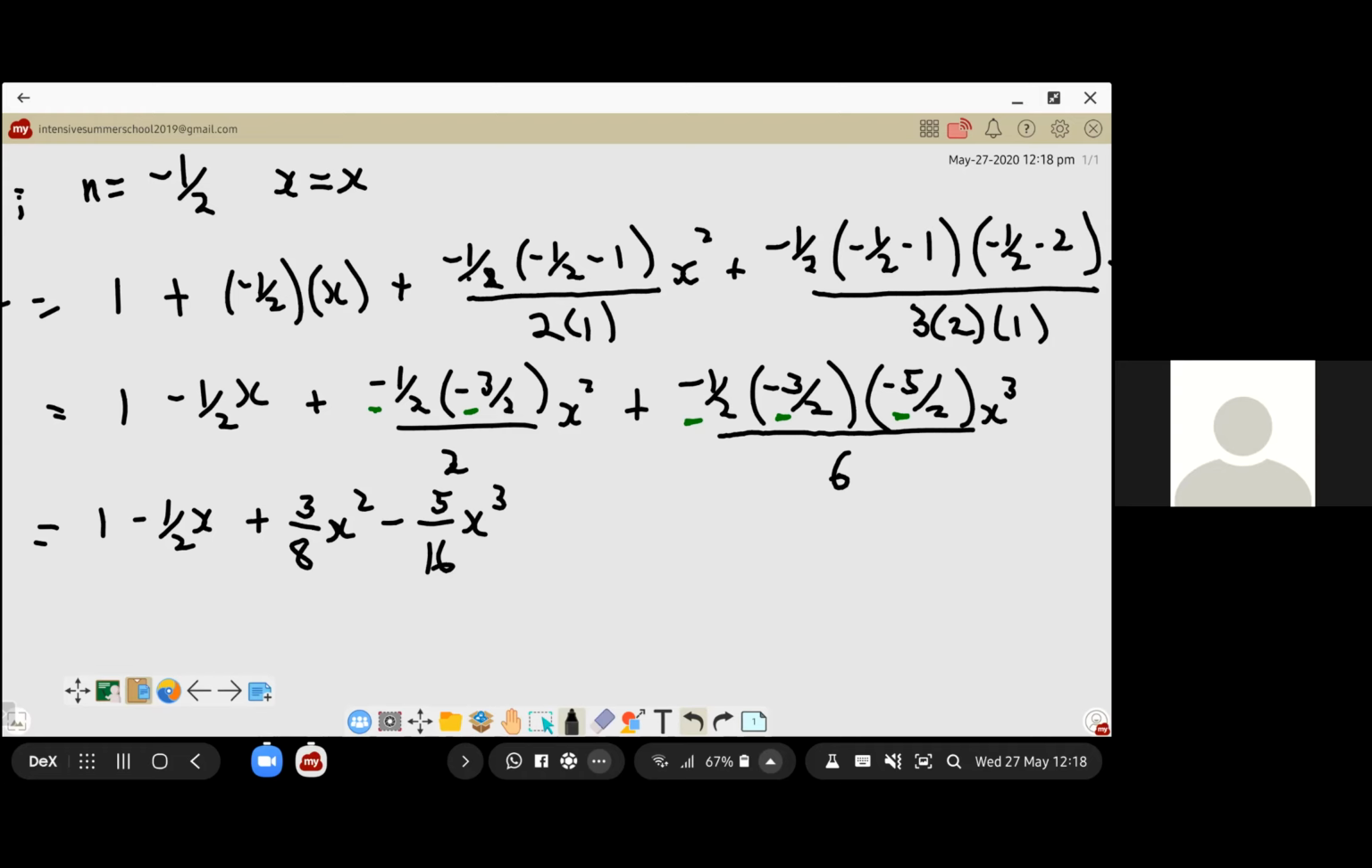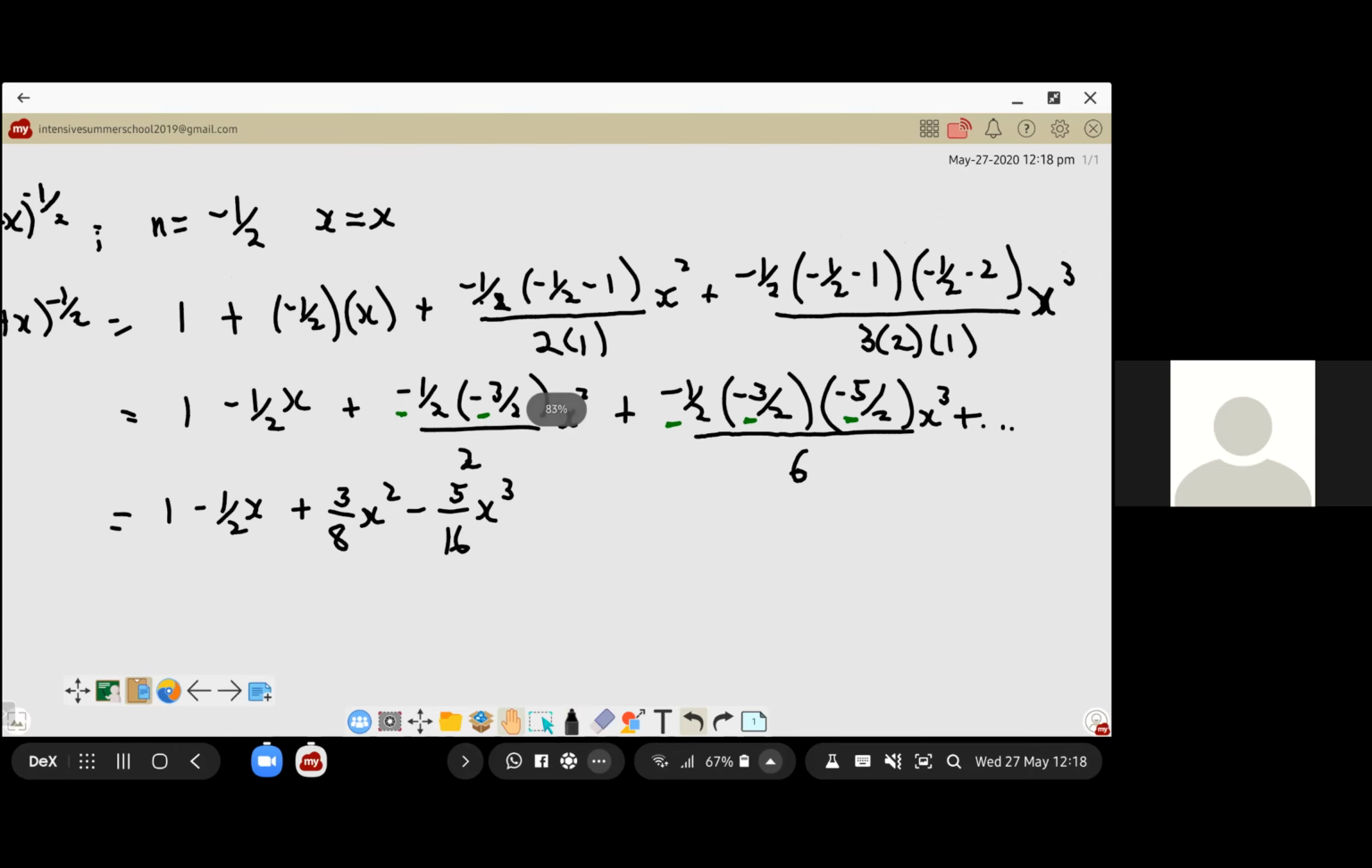Good. Are you there? Yes, sir. It should have been plus. Okay. Normally we expand up to the first 4 terms. We don't try to expand more. We are now coming to multiply, so you need to take your time. Remember that for every binomial expansion, the first term is a constant.